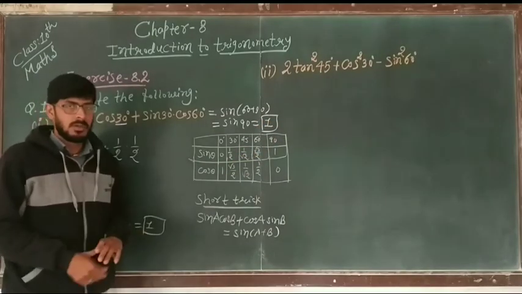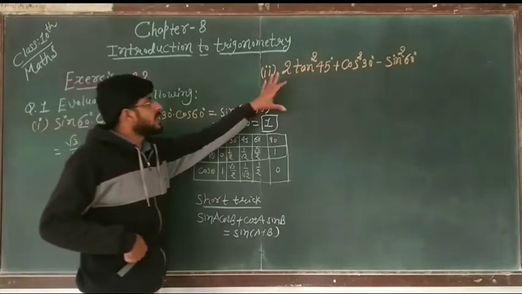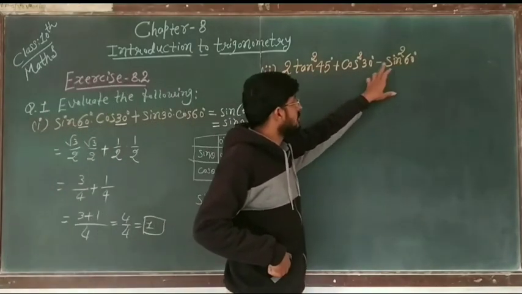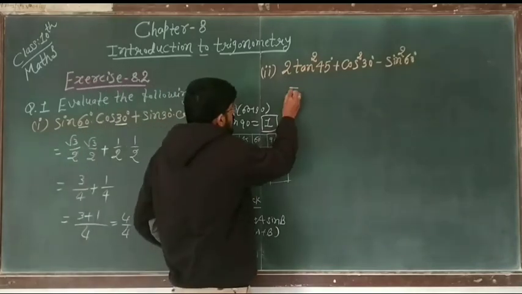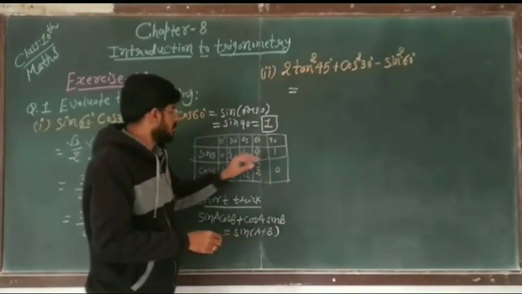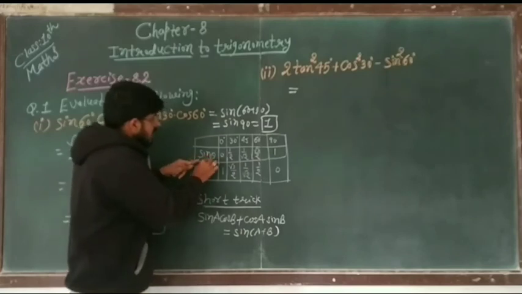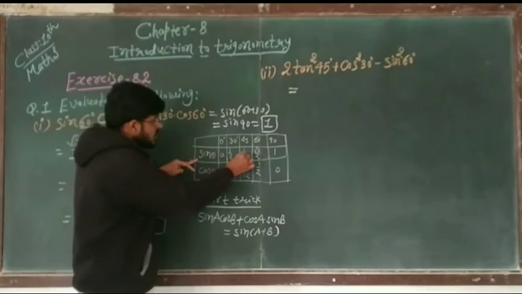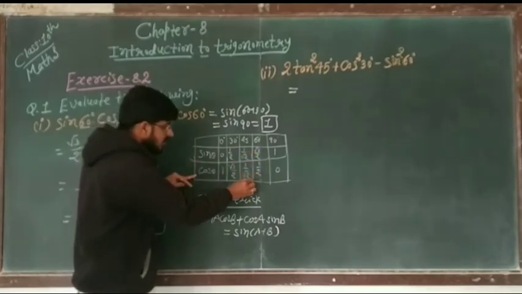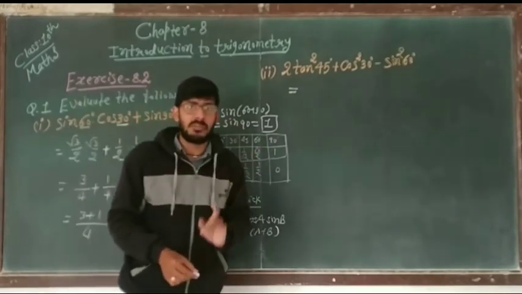Okay. Now second number, 2 tan square 45 plus cos square 30 minus sin square 60 degree. So see, the value of tan 45 we can write as sin theta upon cos theta. It means sin 45 upon cos 45. So sin 45 is 1 by root 2 and cos 45 is again 1 by root 2. So the value of tan 45 will be 1.